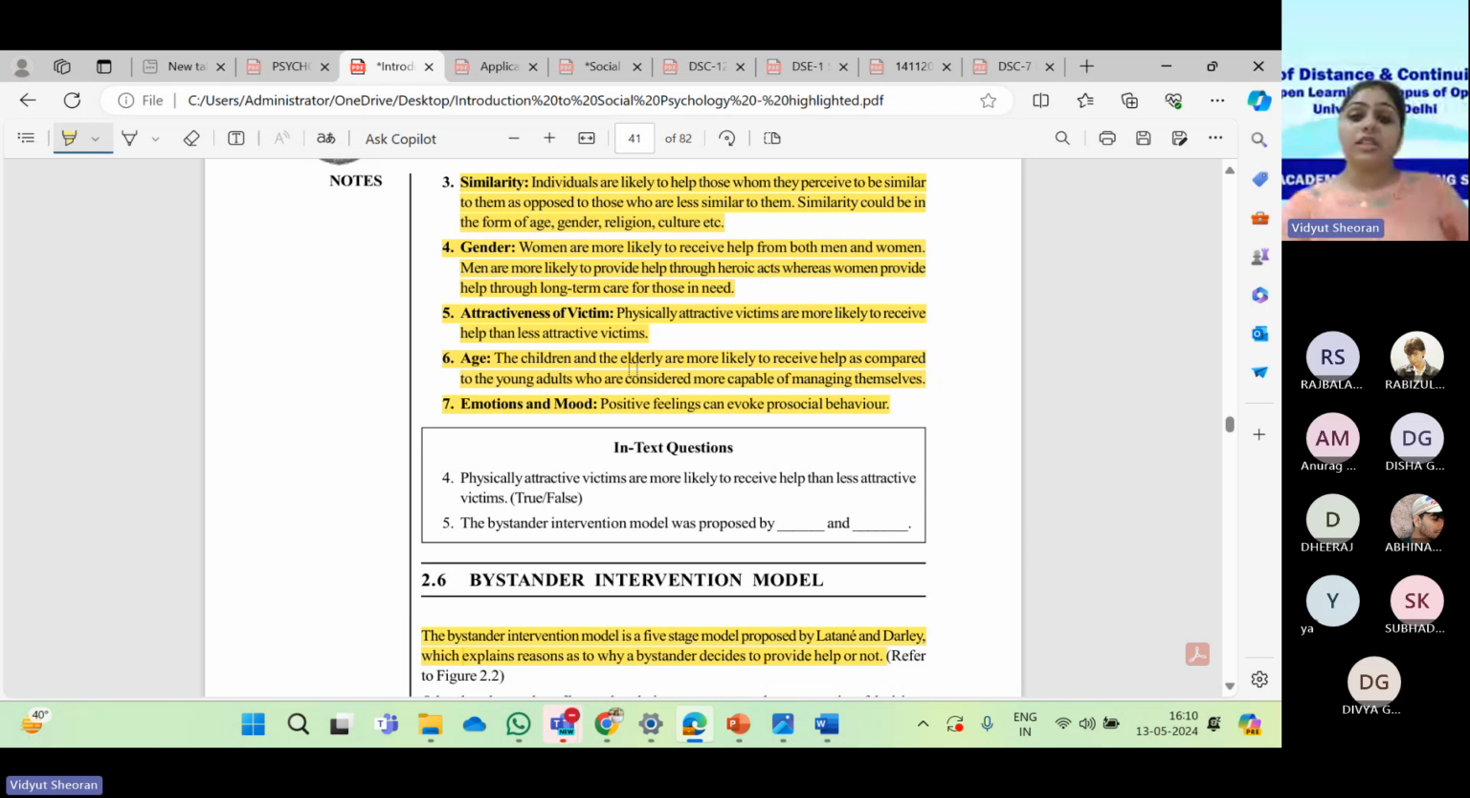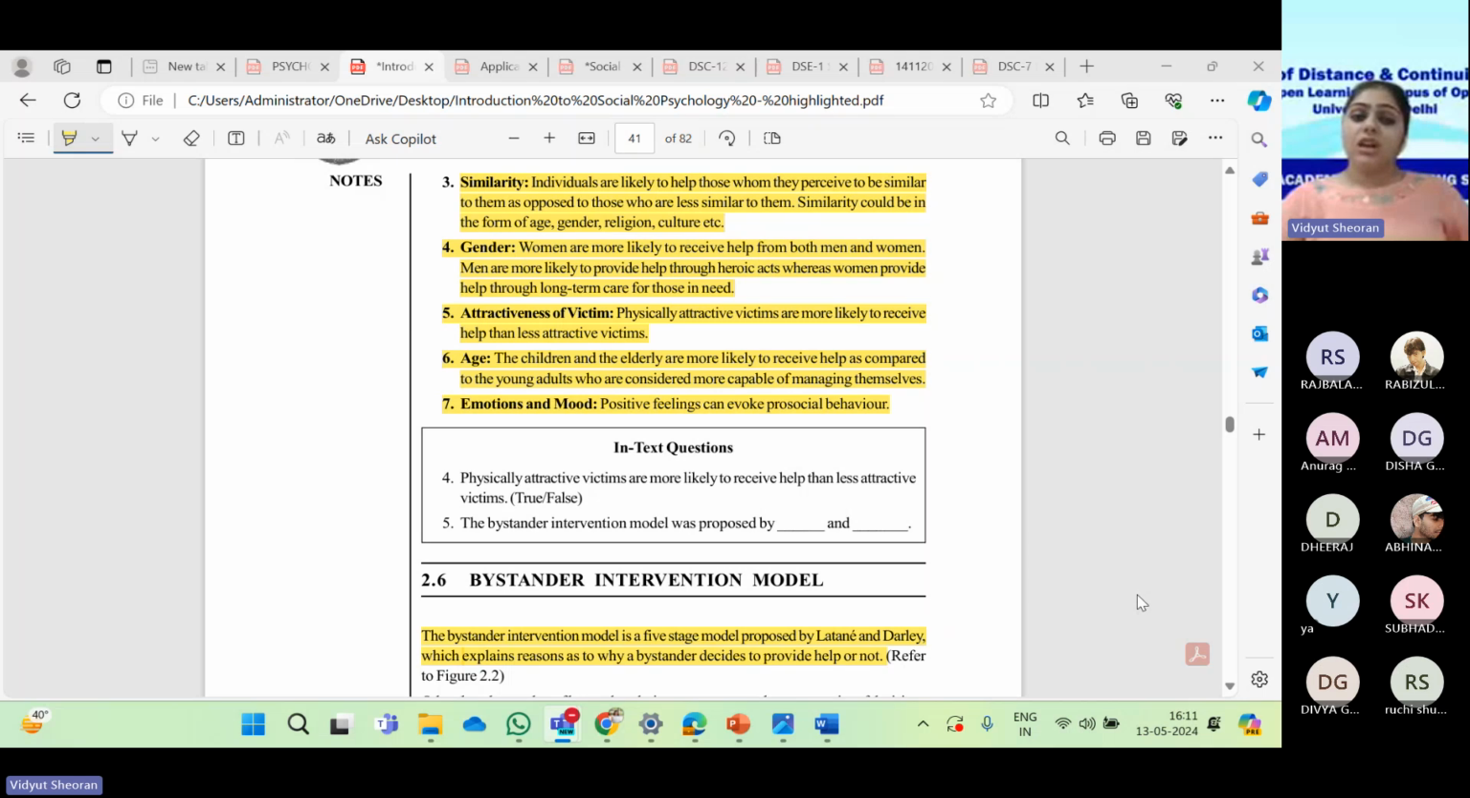Then comes attractiveness. A victim who is more attractive, such as, suppose in a road accident, you see a rich brat young boy who has met with a car accident. His BMW is damaged, it's in pieces, and that rich boy is terribly bloodied, as compared to a beggar who is on the roadside. Certainly, you will get more attracted to the rich boy as compared to a poor beggar.